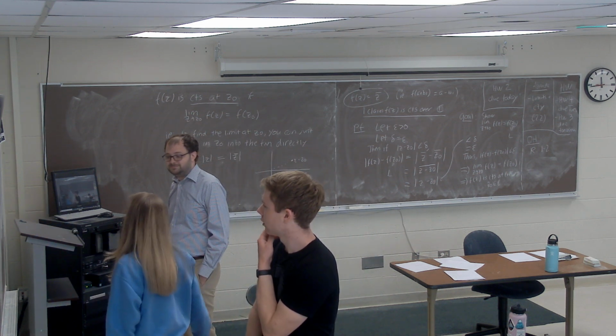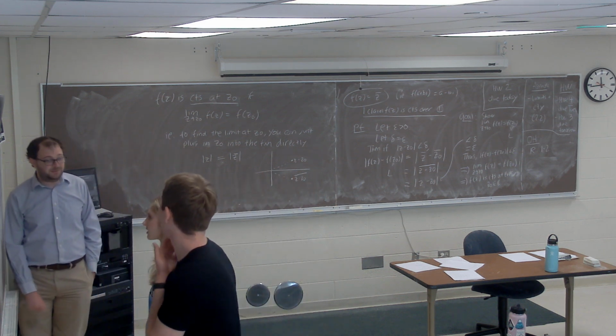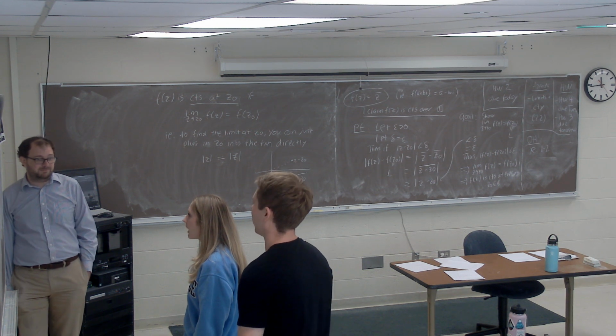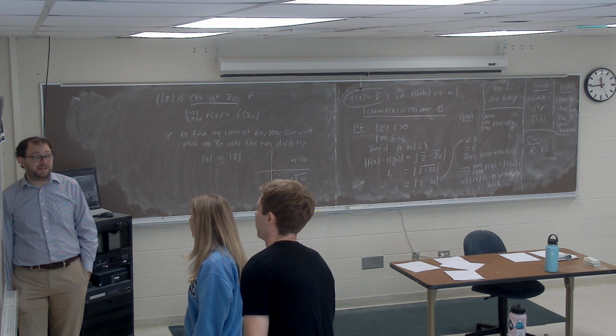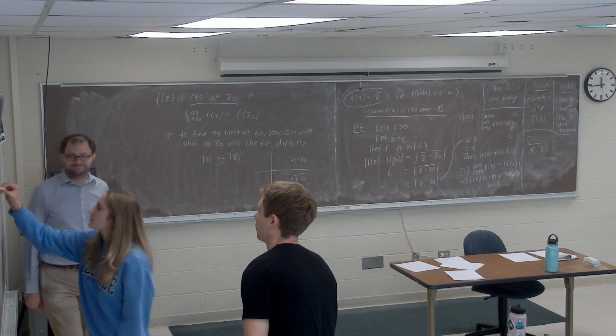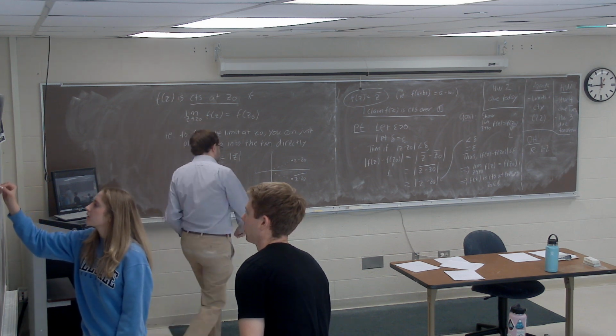Well, what are the possible values that i to the n can be equal to? There's 4 of them: 1, i, negative 1, negative i. What are the absolute values of all of those? 1. So it's 1 over n, and we want that to be less than epsilon.